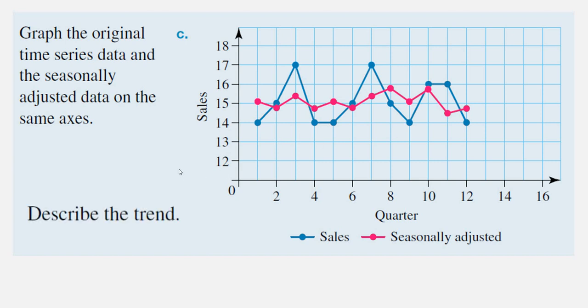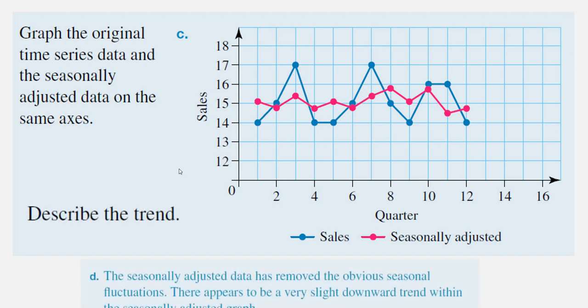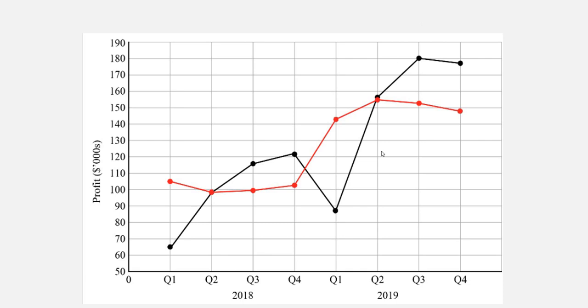If we want to describe the trend, we can see that there, we'll remove the fluctuations, but there may well be a slight downward trend. Here's another graph showing in black our original data and in red our deseasonalised data.